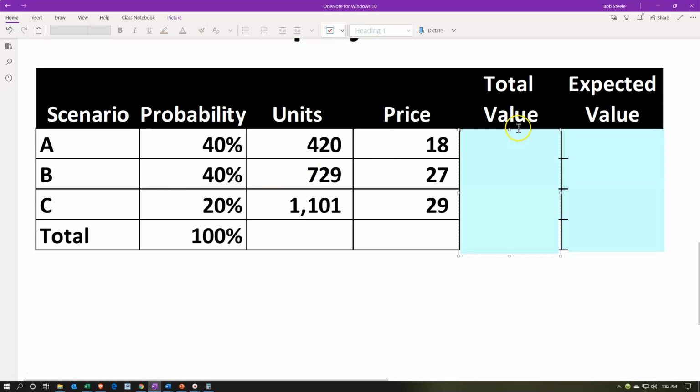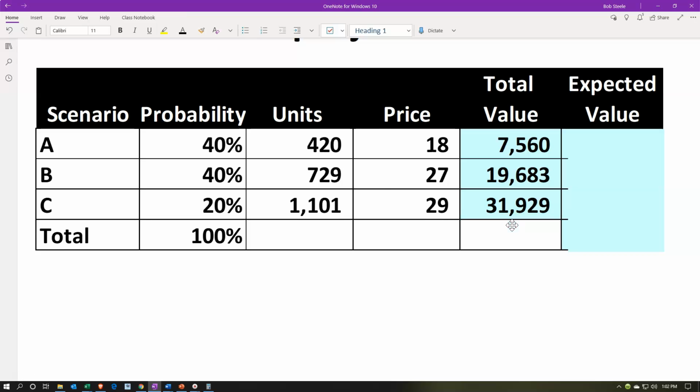So if we look at scenario A in and of itself, we would take the 420 units times the $18 to get the 7,560. Scenario B being the 729 times the price of the $27 per unit, giving us the 19,683. And finally, scenario C, the one that we would like to see, being the 1,101 units at the $29, giving us the 31,929. Now, if we break out the likelihood of 40, 40, 20 in these scenarios, we can get a kind of average that could take place here.